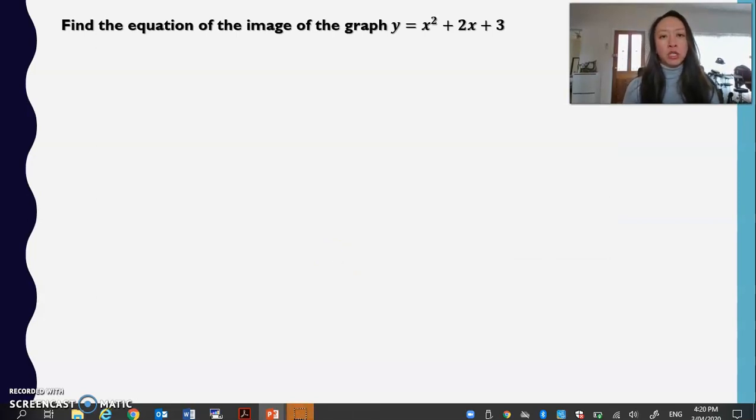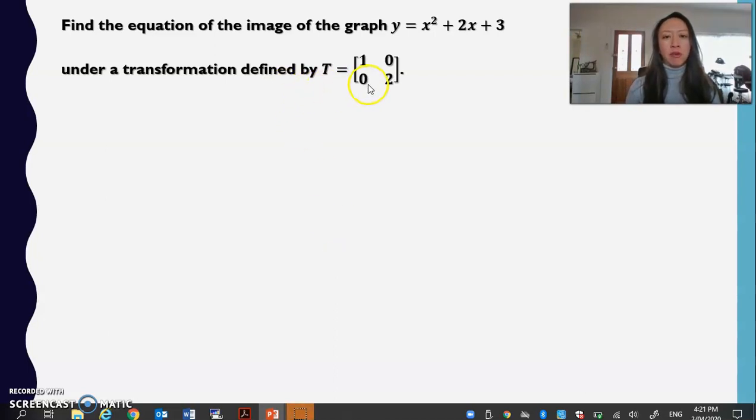find the equation of the image of the graph under a transformation defined by this. This means that this is the original equation of the graph, and if the graph goes through a transformation of 1, 0, 0, 2, what is the equation of the new graph? So this is what we are going to do.